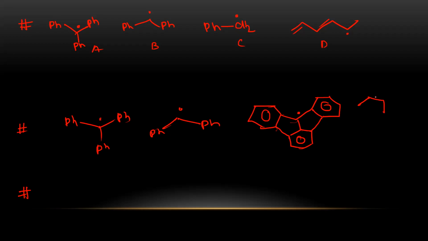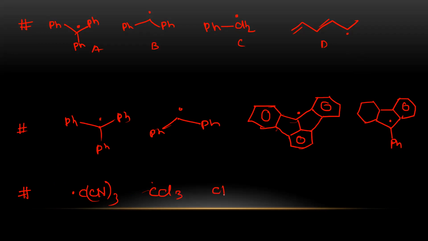The fourth question is, if an examiner wants to make a difficult question, then this kind of concept he or she may use. Because these are the most difficult part. Here is phenyl dot. And the third question is CCN whole 3, CCl3, CH3, CD3, A B C D. Now try yourself and we're going to analyze the answers.